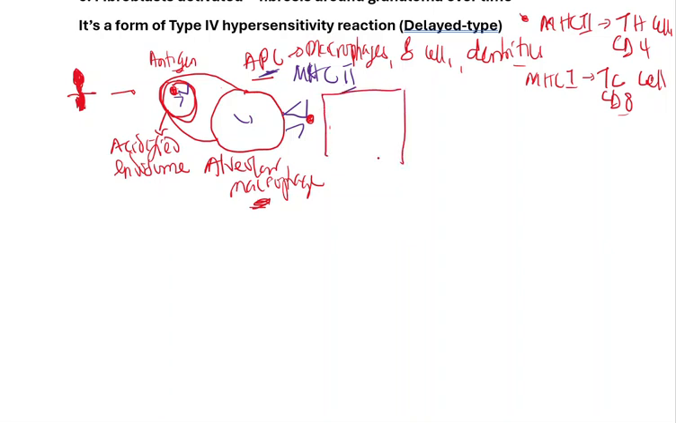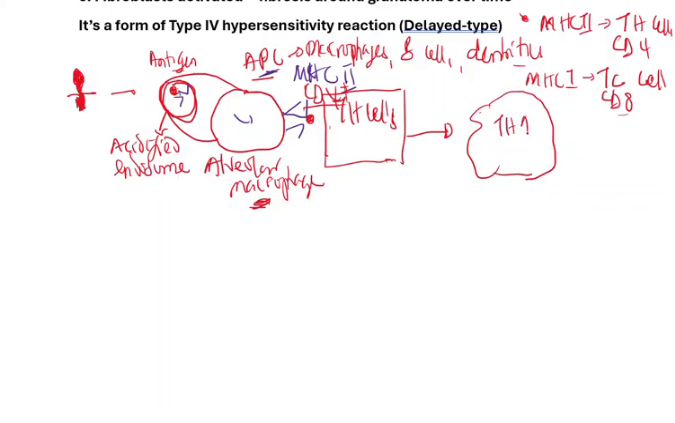And which T cell are we talking about here? So that's going to be T-helper cells. So I'm going to present it to T-helper cells, right? And on these T cells, of course, we have the CD4, right? And then this T-helper cell now is going to differentiate into what? Into T-helper 1 cells.